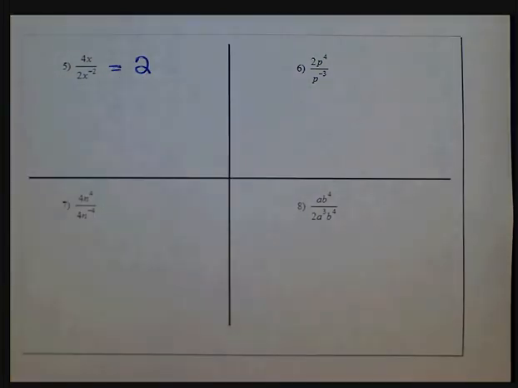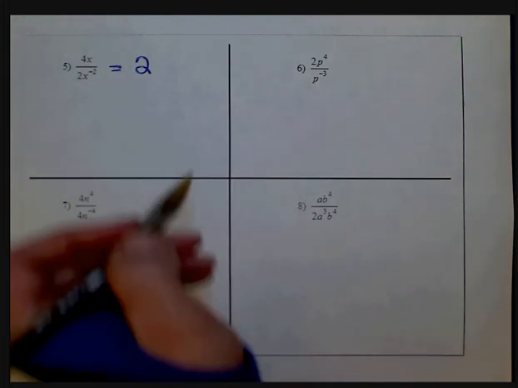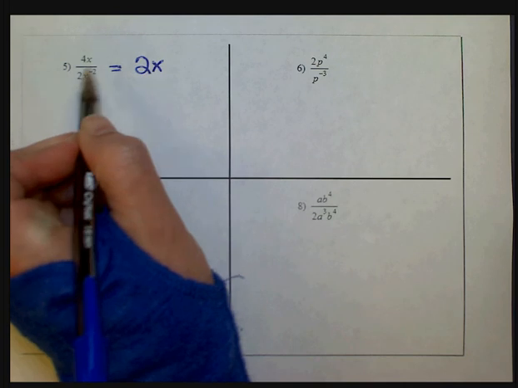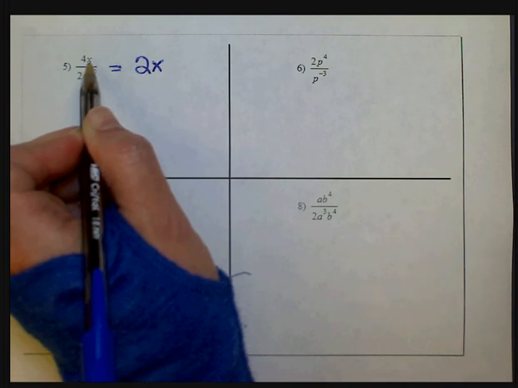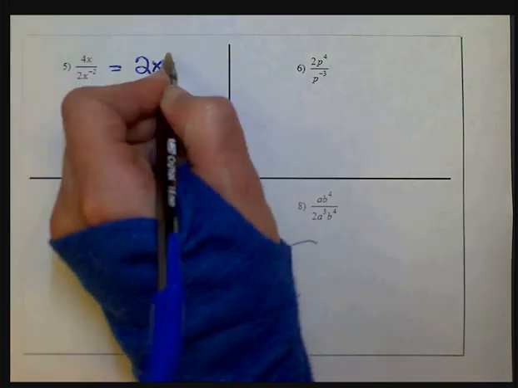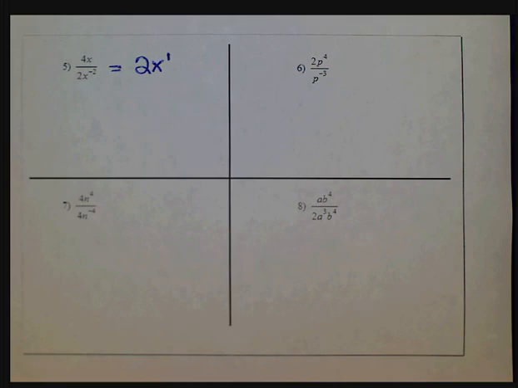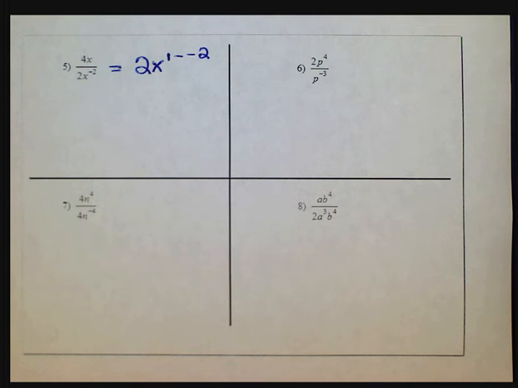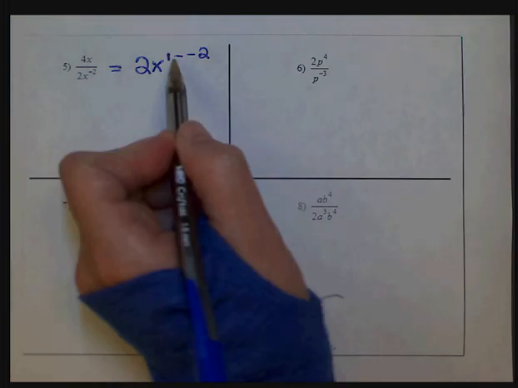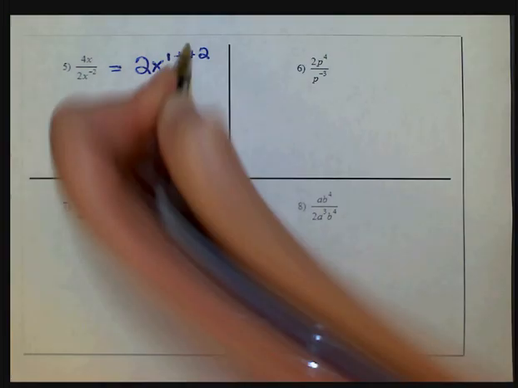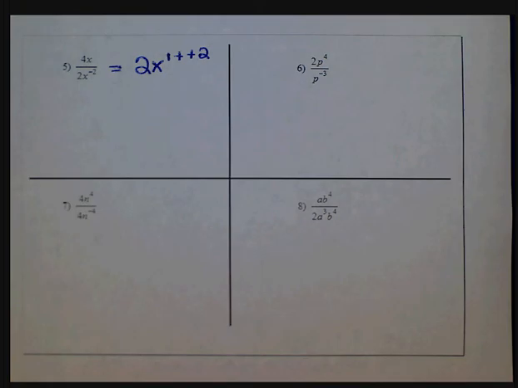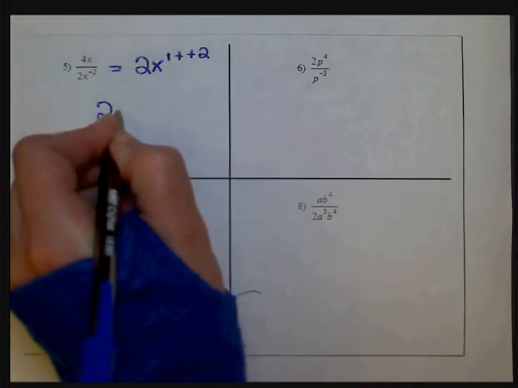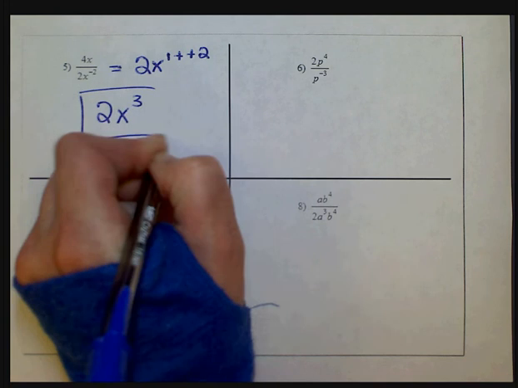Now I have like bases being divided, so I'm going to subtract the exponents. Remember, if your variable does not have an exponent, it is 1. So I'm going to have 1 minus the bottom exponent, which is the negative 2. Remember, subtracting a negative, change rule, it's actually adding. So the answer to this is 2x to the third.